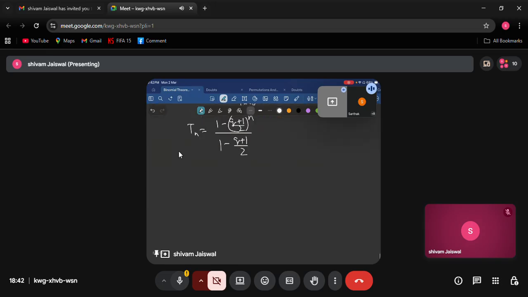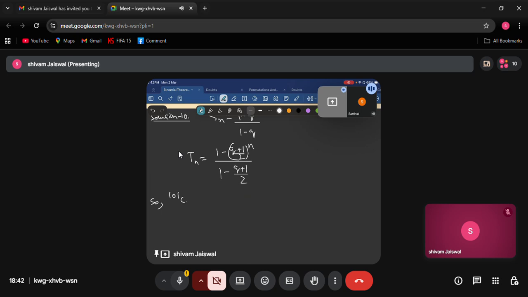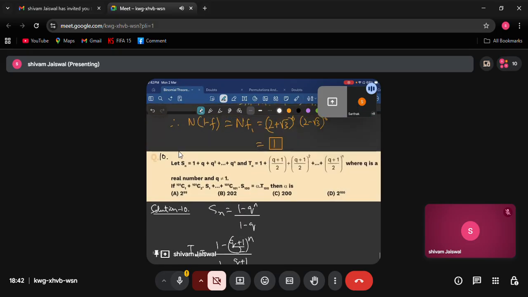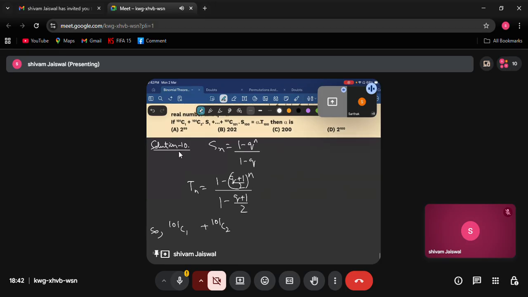So over here, the sum will become 101C1 into S0 plus 101C2 into S1 plus 101C3 into S2 plus dot dot dot plus 101C101 into S100.